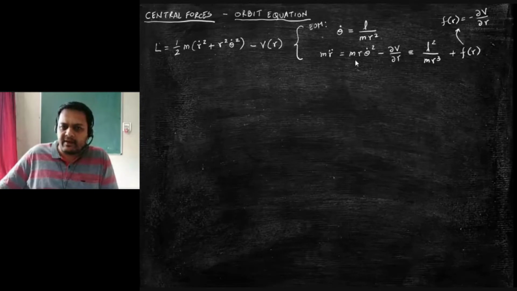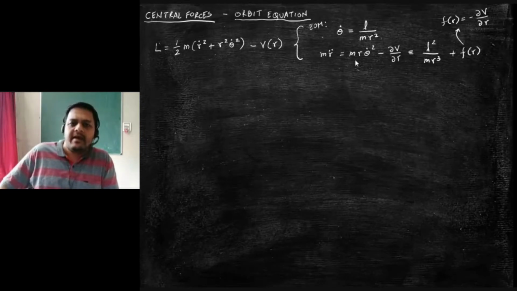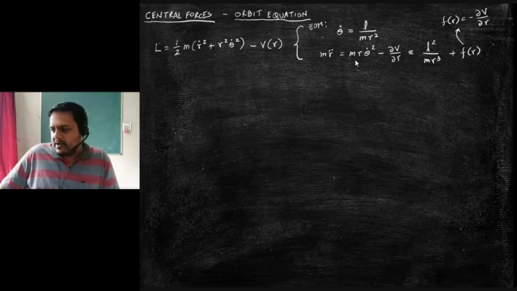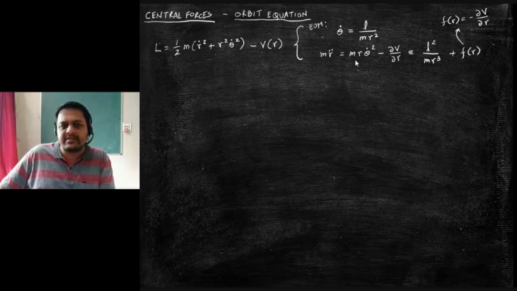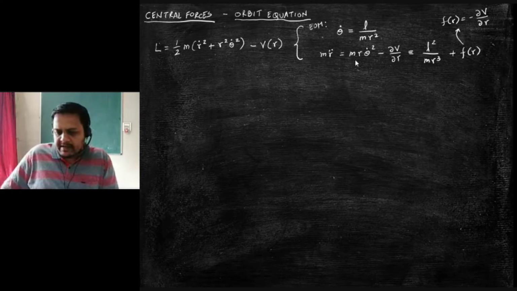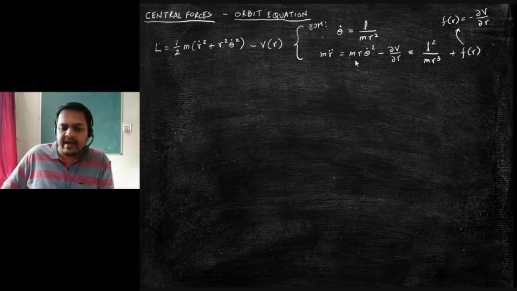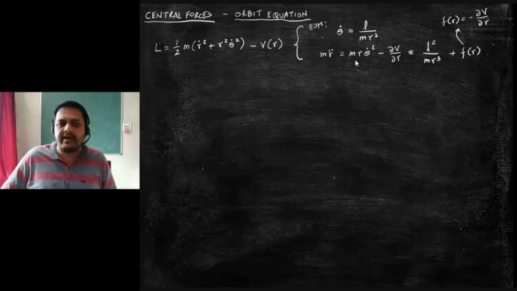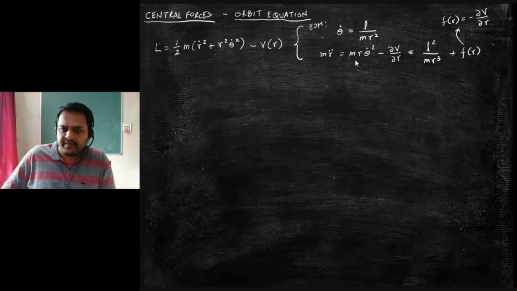Classic example, planetary orbits. I do care when the particular planet will come into a particular position, but that can easily be tracked as a function of where it is in the sky, which direction it is, and what is its distance. So without losing much information, we can basically directly try to get r as a function of theta. Such an equation for r as a function of theta or theta as a function of r is called an orbit equation. Okay? It is an equation for the orbit.